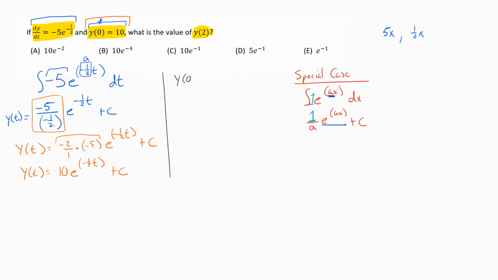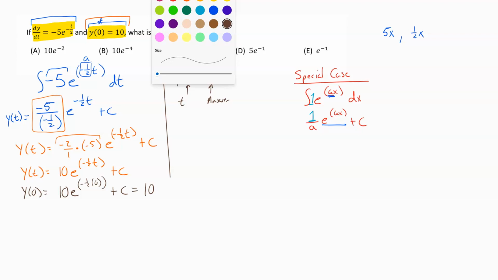They told us that y of 0 equals 10. What that means is when I plug in the t value of 0, I need the answer to all of that math to equal 10. So we do that down here. We would say y of 0 equals 10e to the negative 1/2, and I'm plugging 0 in for t. All of that plus c needs to equal 10.